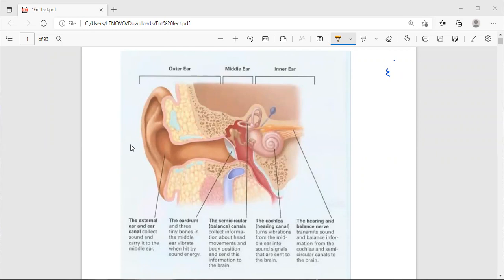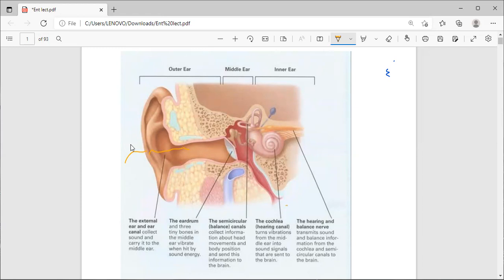The outer ear is the external ear, and the ear canal collects the sound and carries it to the middle ear. So sound waves will come here to the middle ear, and from here till here it is the middle ear. And this is the eardrum or tympanic membrane, and the three tiny bones in the middle ear vibrate when hit by the sound energy. So the sound waves will come and hit the tympanic membrane, and this will further convey the sound waves to the incus, stapes, and malleus. Okay, incus, malleus, and stapes. So this is the middle ear.